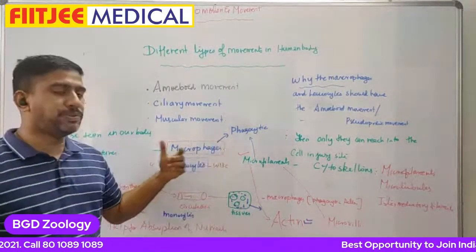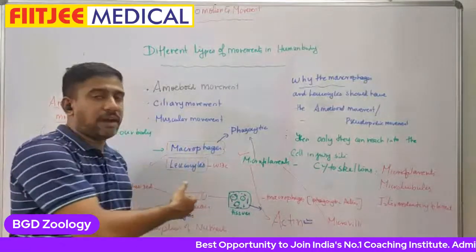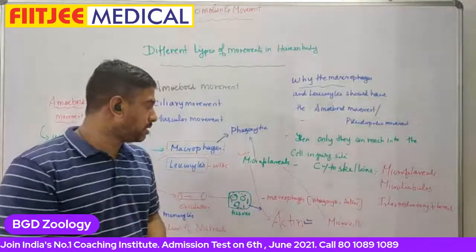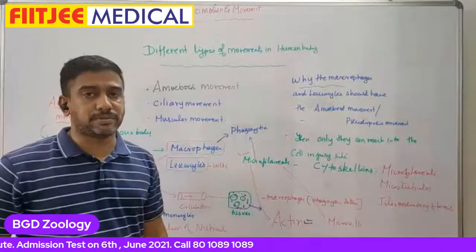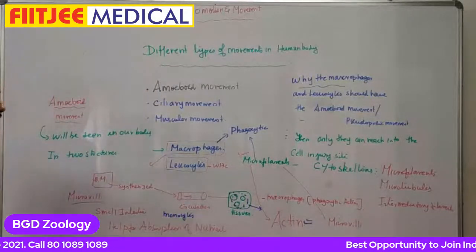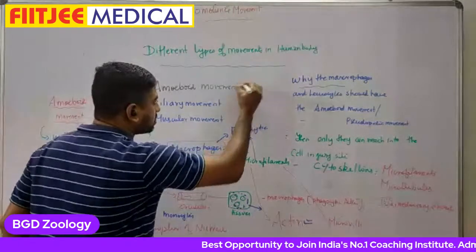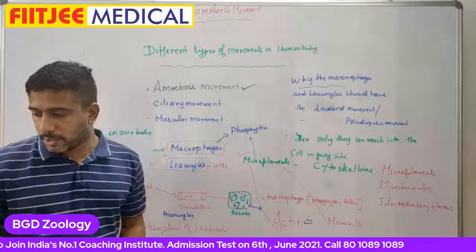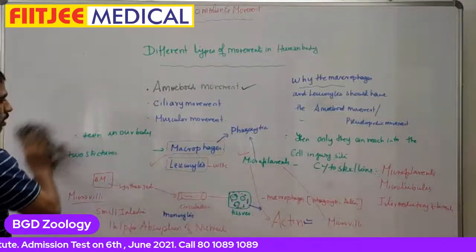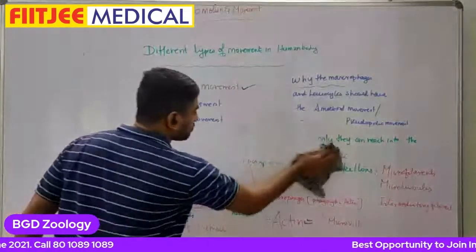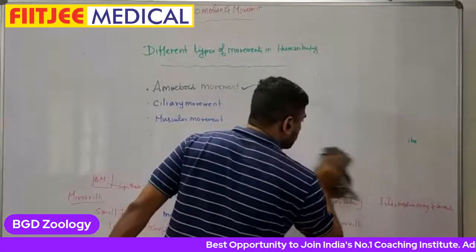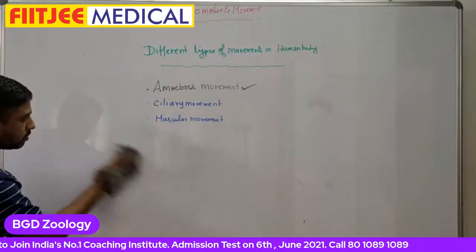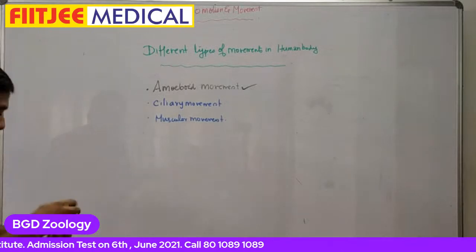Clear, everyone? Because of that reason only, the leukocytes have this amoeboid movement, as do the macrophages, and one leukocyte called the neutrophil, whose phagocytic action is enhanced by this microfilament. That also please remember. So the amoeboid movement, I think it's very clear. There is no doubt in this. If you are very clear about this amoeboid movement, the next thing we have to discuss is the ciliary movement. So the next thing we are going to discuss is the ciliary movements.